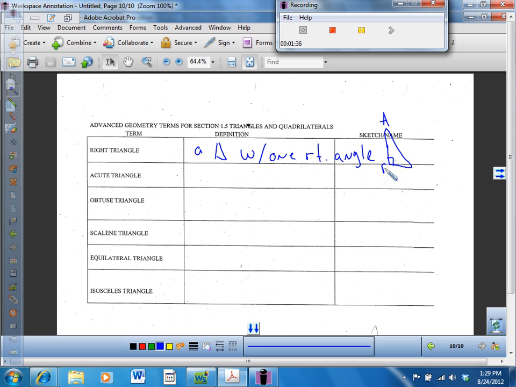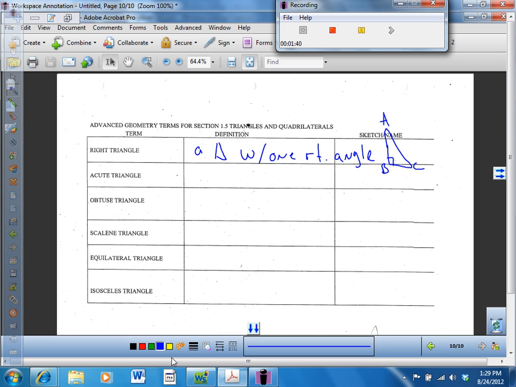We'll call this right triangle ABC. Okay? But if it does not have a little box in the corner, be careful. Don't assume that it's a right triangle unless you know it's a right triangle.